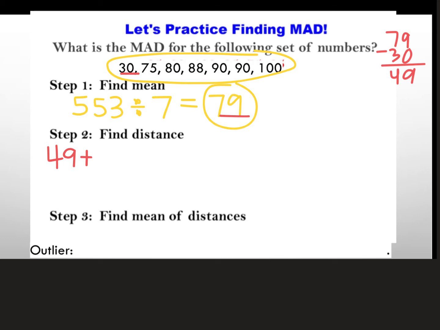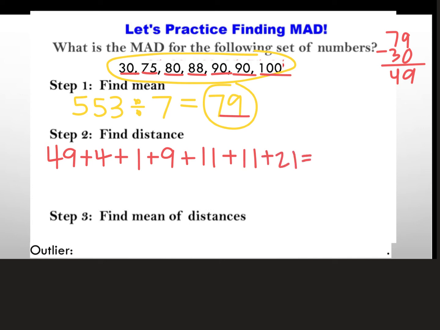All right, next point is 75, and we're comparing it to 79. That is 4 units away. 80 and 79, that's 1 unit apart. 88 and 79, that is 9 units apart. 90 and 79, that's 11. Another 90 and 79, that's again 11 units. Last but not least, comparing 100 to 79 is 21 units apart.